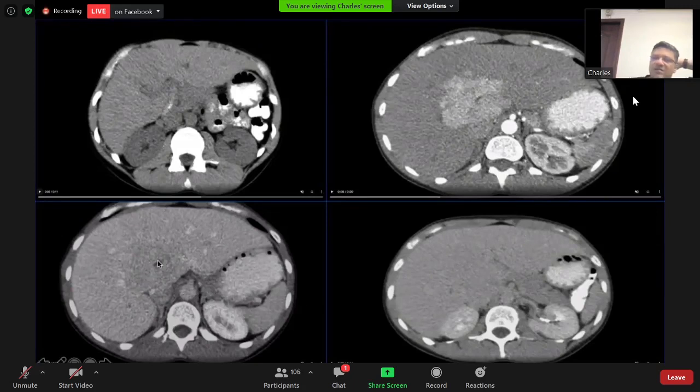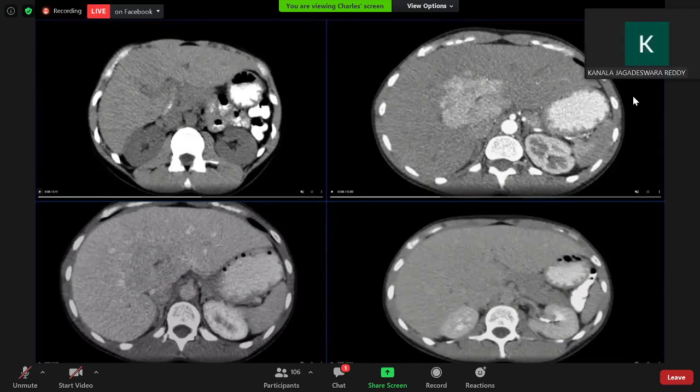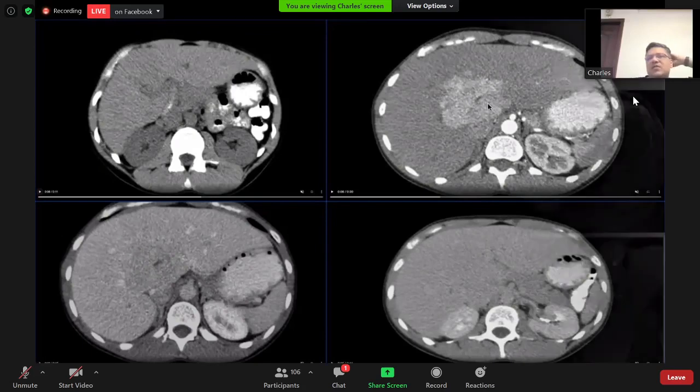So you can see the central scar here, and you're not seeing it here. That's because it's retaining the contrast. So do you want to give a diagnosis with that description? With arterial enhancement with central scar, most likely focal nodular hyperplasia. Yeah, this is most likely to be a focal nodular hyperplasia.